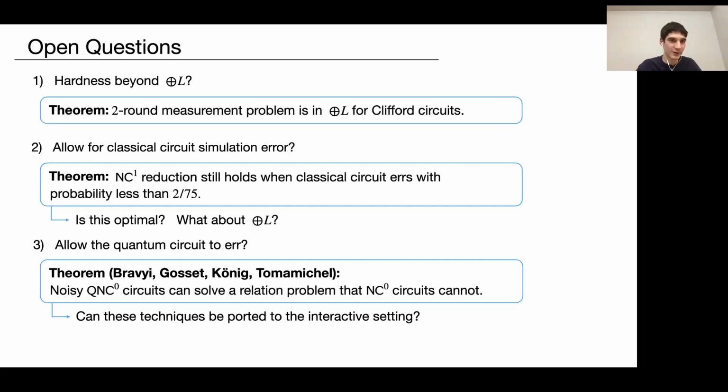So a natural question here is, can we port those techniques to this interactive setting? Actually, we're working with a summer undergrad right now who's working on some of these things, and it seems like things are going to go through just fine, at least for the NC1 result. The parity L result is still up in the air. Okay, I'm pretty close to out of time, and thanks for having me.